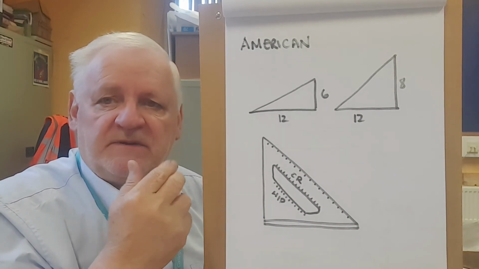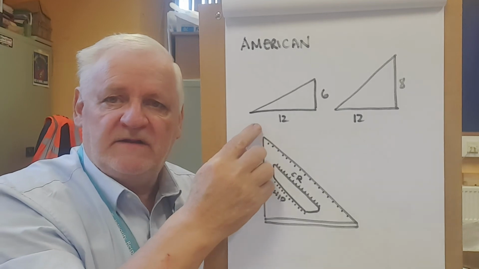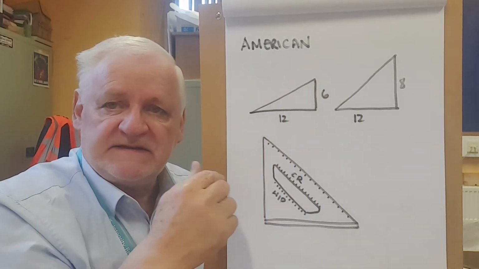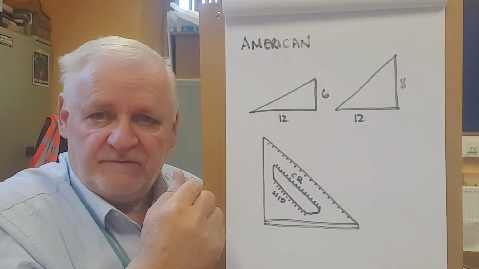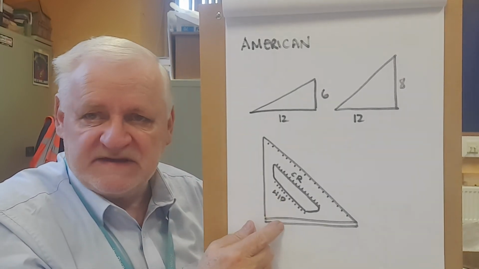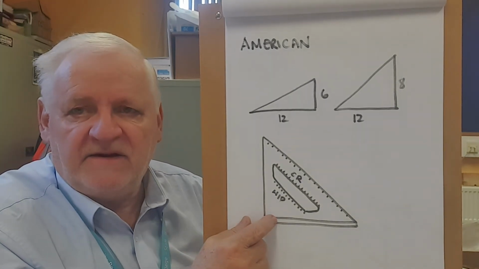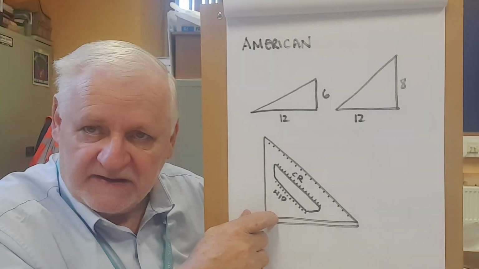And they will say, I'm going to do a number 4 roof. And what they mean is it's 12 inches across and 4 inches up. And that's the proportion. That's the pitch of the roof. And of course, they've invented the speed square to enable you to do that. This is an exceptionally handy piece of equipment if you know how to use it.